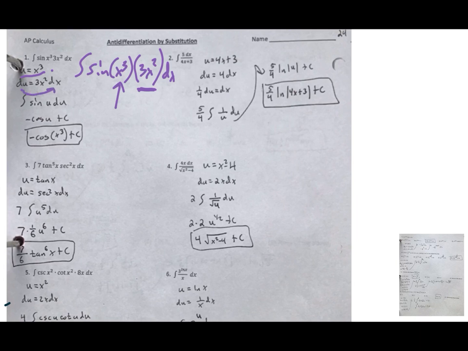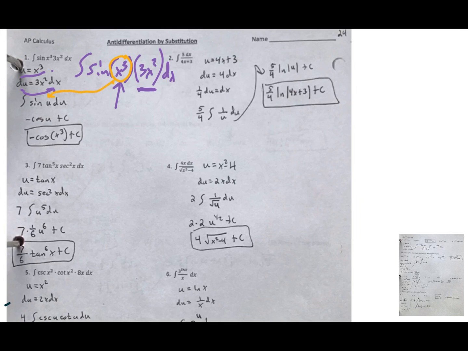If I differentiate x cubed, I have a 3x squared. And so now, what I'm going to do is substitute in everything to get rid of the x's and replace them with u's. In this case, it works out perfectly: the x cubed here is going to be replaced by a u, and so that goes right there.